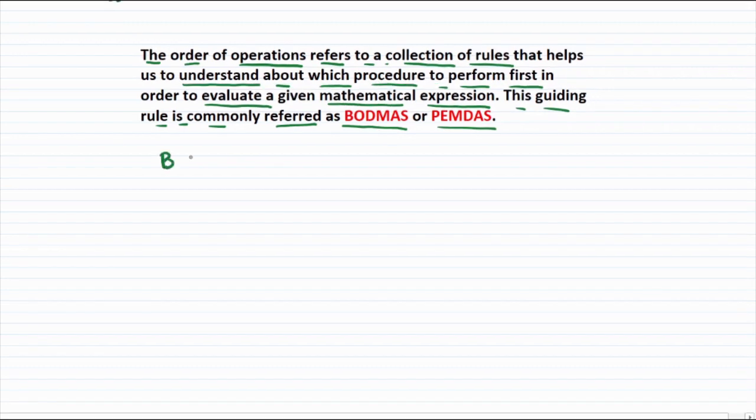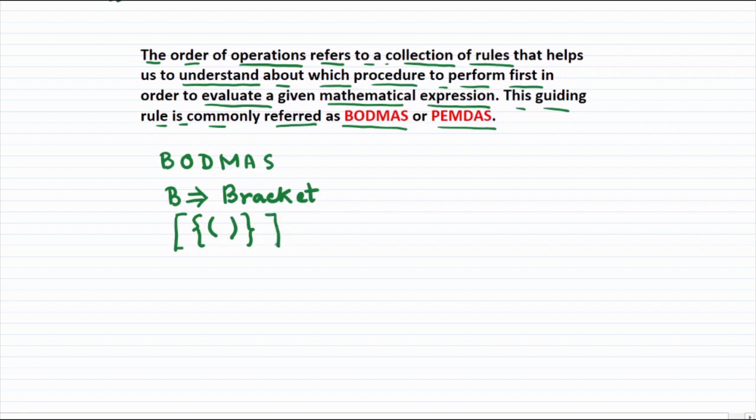Let's start with the first one, BODMAS, where B stands for bracket. There are three types of brackets. The first one is the first bracket or parenthesis. The second one is the second bracket or curly bracket. And the third one is the third bracket or square bracket.